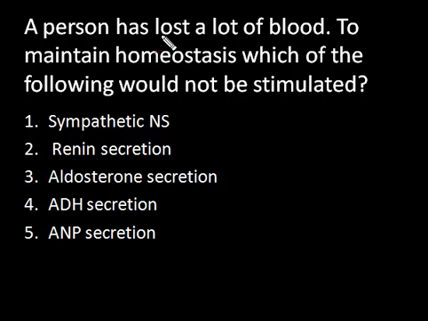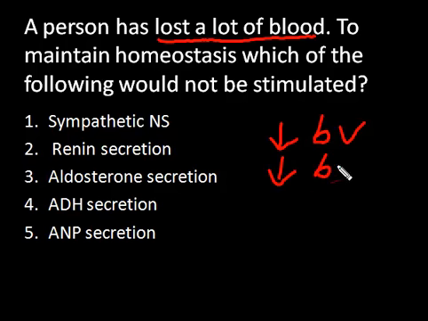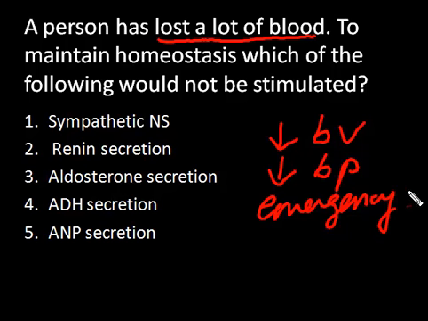So let's first look at what happens when a person loses a lot of blood. When they lose a lot of blood, the blood volume automatically decreases, and therefore the blood pressure also decreases. At the same time, this is seen by the body as an emergency situation. Now, if you remember, in all emergency situations, the sympathetic nervous system kicks into action. So the sympathetic nervous system would be stimulated, and it will cause vasoconstriction of the blood vessels all over the body.